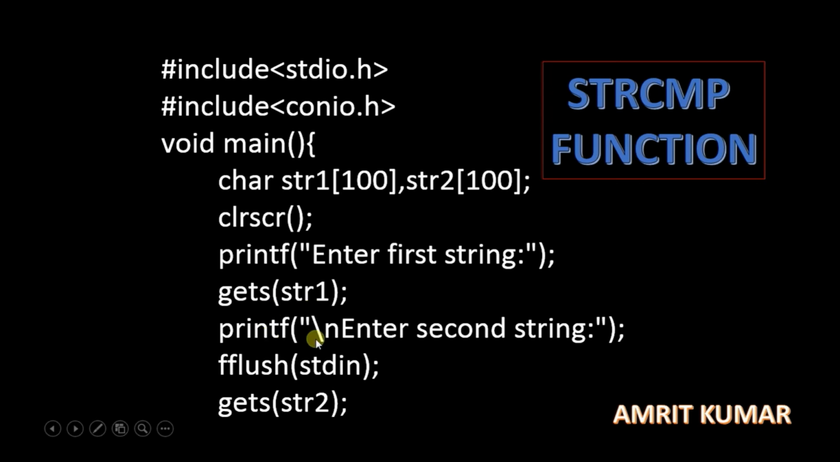Then I am printing another message, 'Enter second string'. The user sees this and gives the second string, and I take it in str2. Here is fflush(stdin). This is also a function which helps flush out whatever garbage is stored, so if there is garbage anywhere, it just gets flushed. Then I store the second string in the str2 array with the help of the gets function.